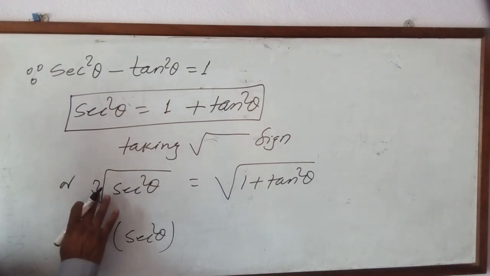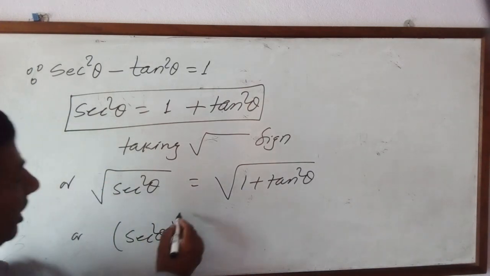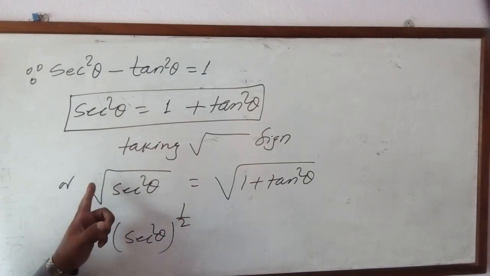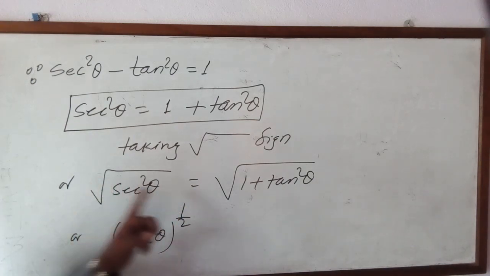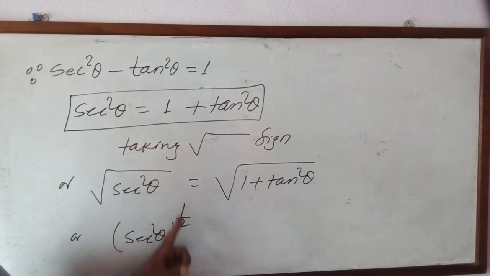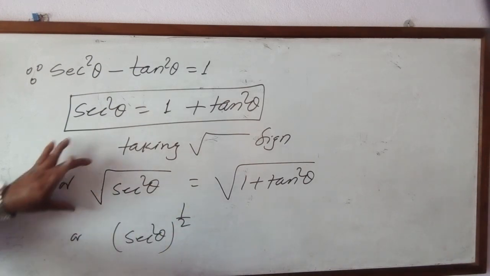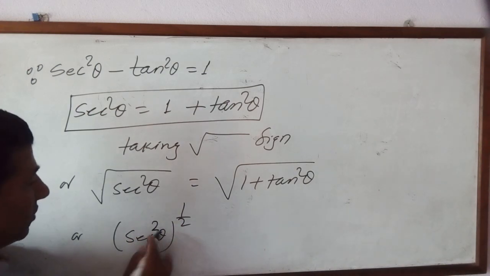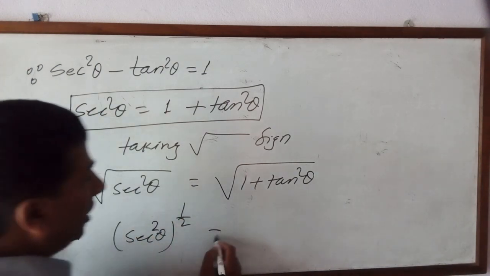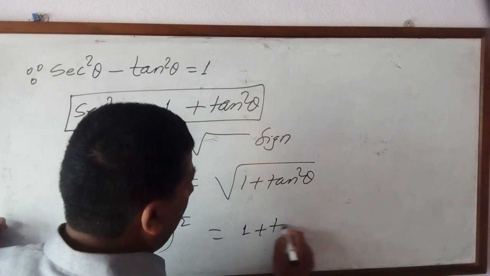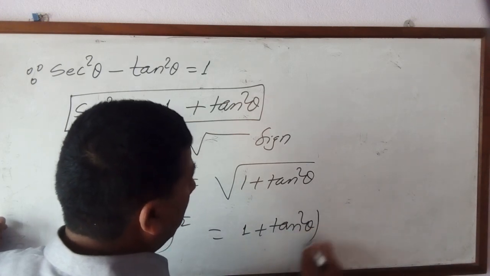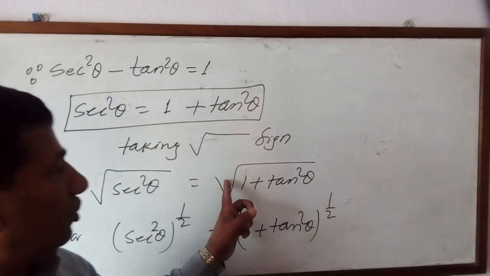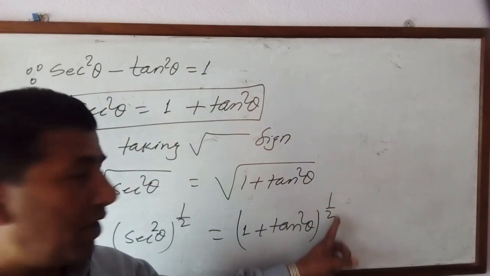You have to understand. Okay, this 2, how to remove that radical sign? In this way, if there is 2, write 1 by 2. If there is 3, 1 by 3. If there is 4, 1 by 4. If there is 5, 1 by 5. In this way we can remove this radical sign. Okay, I remove this. There is a square, sec square theta to the power 1 by 2, and here also 1 plus tan square theta. Here also we can write like this. Here is 2, so here also we can write 1 by 2.